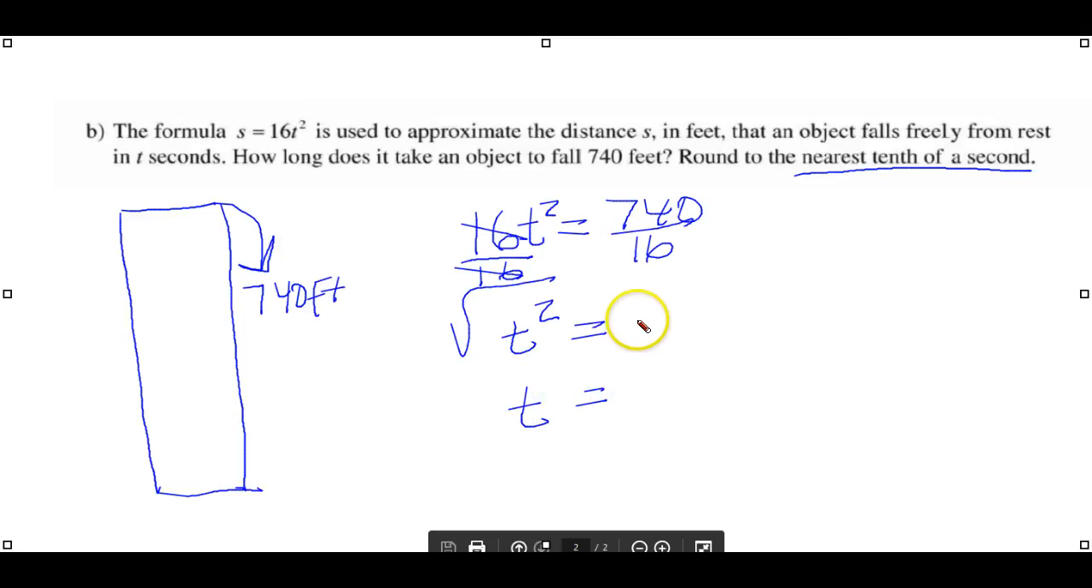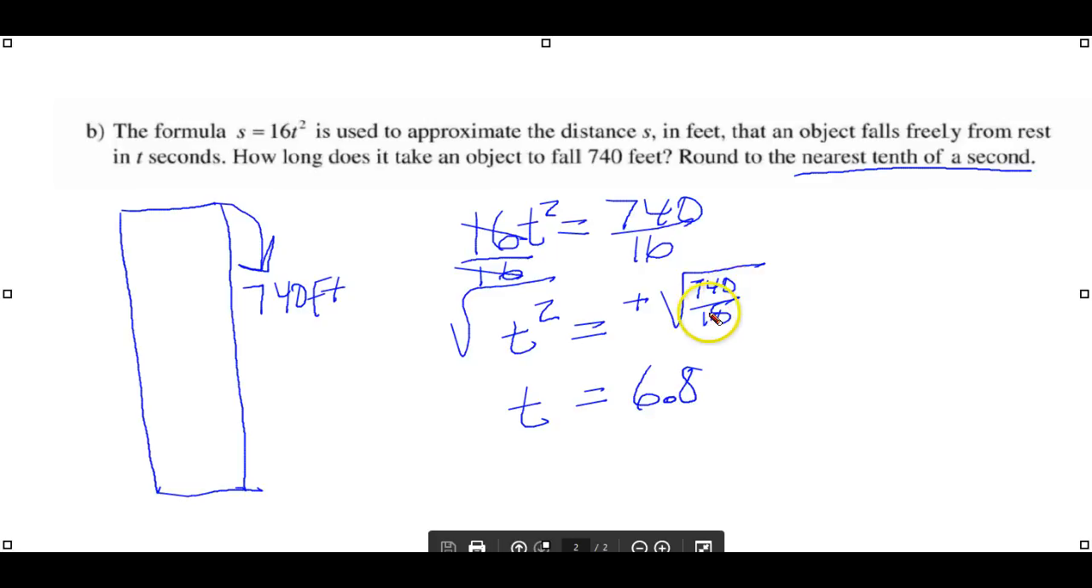And again, you go plus or minus this, just put that in your calculator. Take the square root of that, and we can eliminate the negative, because we don't have negative time. So we can take that one away. And we get for an answer 6.8 when we round it to the nearest tenth of a second.